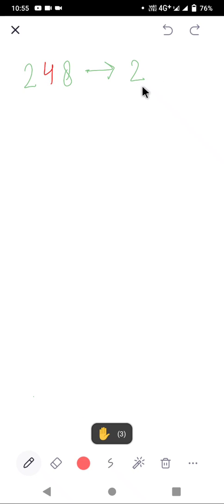248. Now just add 1 in this. 4 plus 1 is 5. Okay, and the ones place digit will remain the same, meaning 8. We will write 8. Okay, so 248 and here 258. So 258 is 10 more than 248. Okay, just add 1 in the tens place digit.